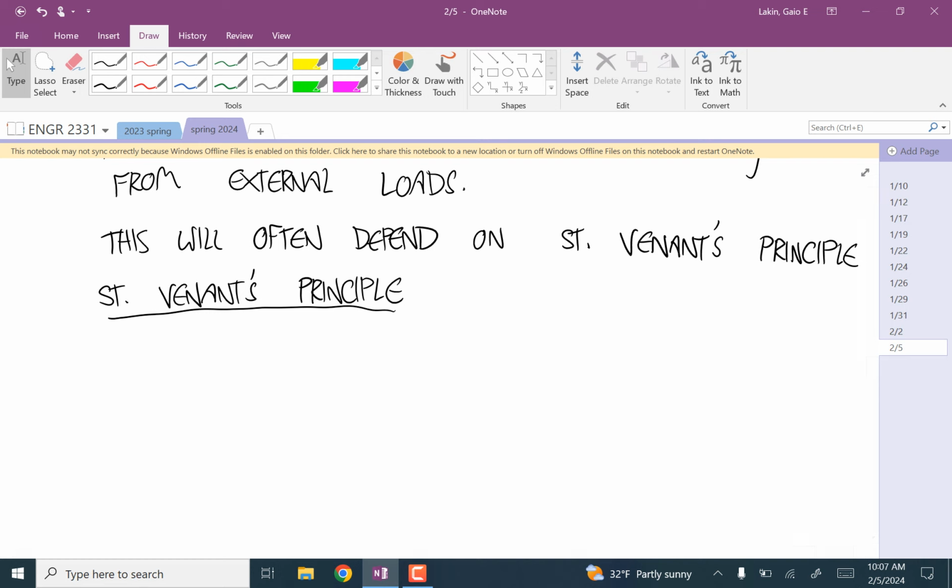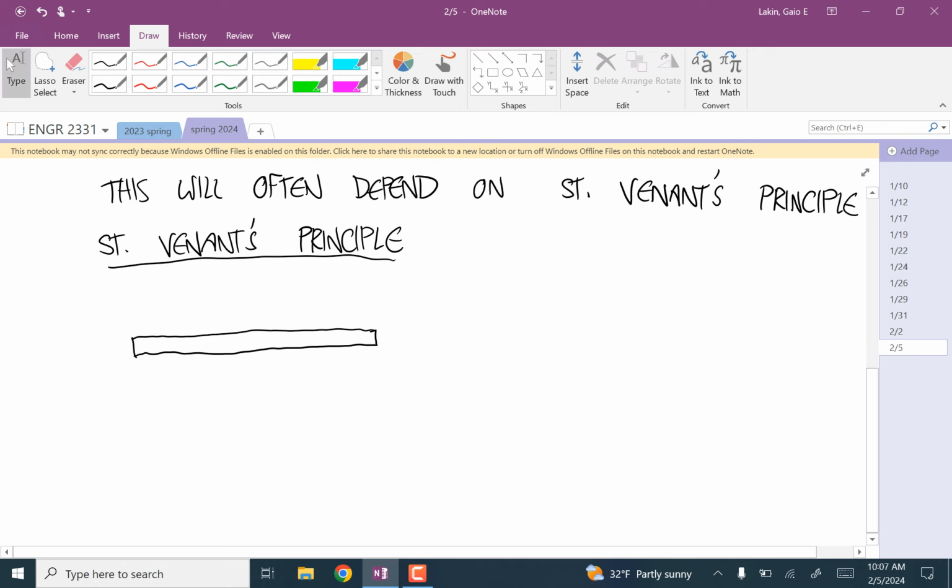And Saint Venant's principle says if you have loads on some body, okay, so let's think about having this bar and loading it with point forces. How is this body going to deform? You don't have to know anything about the math to know that this is going to deform something like so.